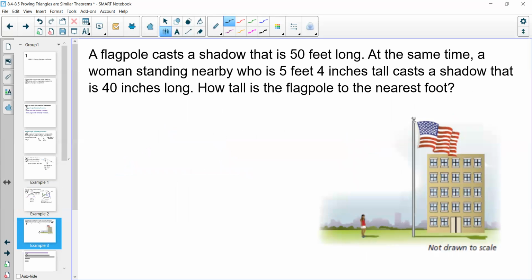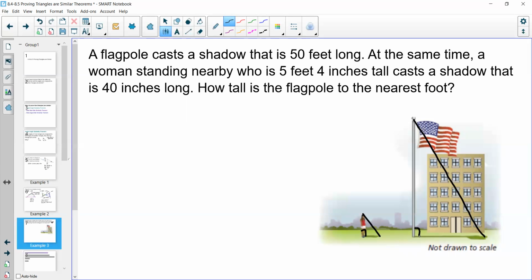We can use the same idea here when we're talking about looking at people. So this woman looks at a flagpole and it's casting this shadow that's been measured here. And we can see that it casts its own shadow. We're not going to draw it this way. So she's looking up at it and she notices that this flagpole casts a shadow. Similarly, she's standing there and she casts her own shadow. How tall is the flagpole? Well, guess what? We can use this idea to figure out how tall they are by looking at these angles.